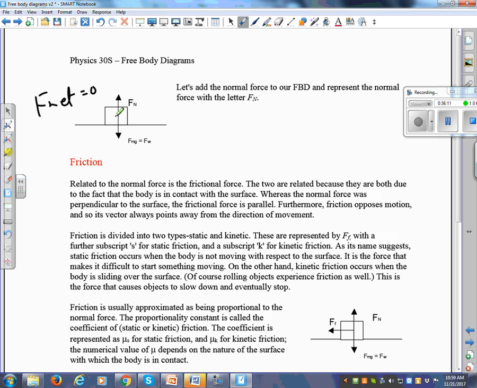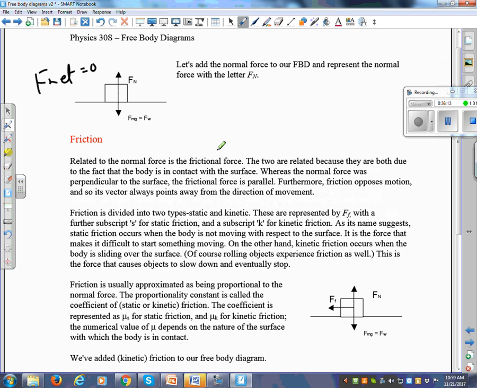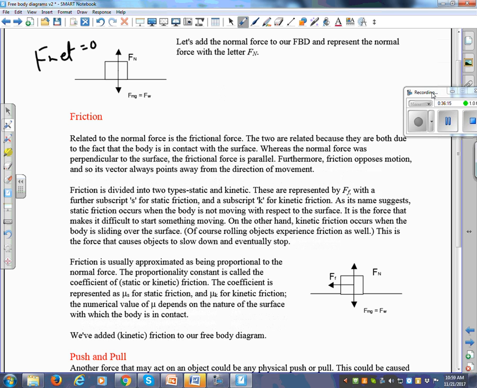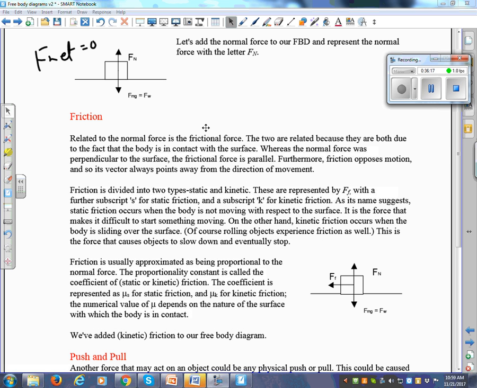Okay, related to the normal force is the frictional force. The two are related because they are both due to the fact that the body is in contact with the surface. Whereas the normal force was perpendicular to the surface, the frictional force is parallel. Furthermore, friction opposes motion, and so its vector always points away from the direction of movement.